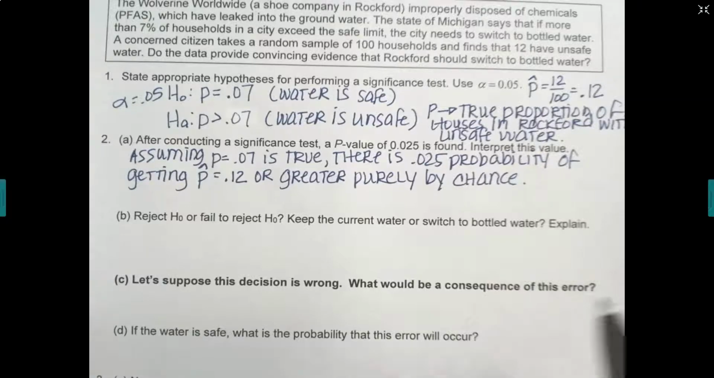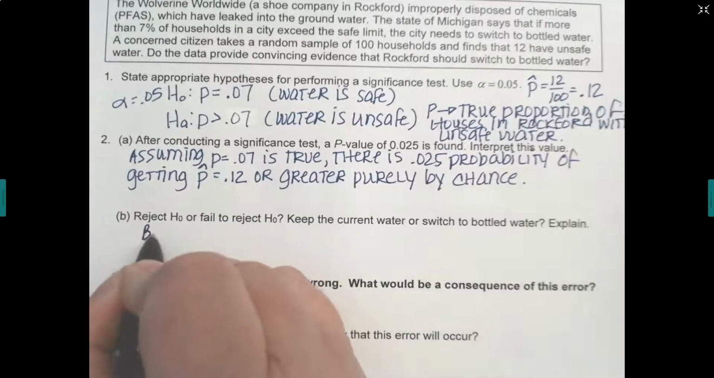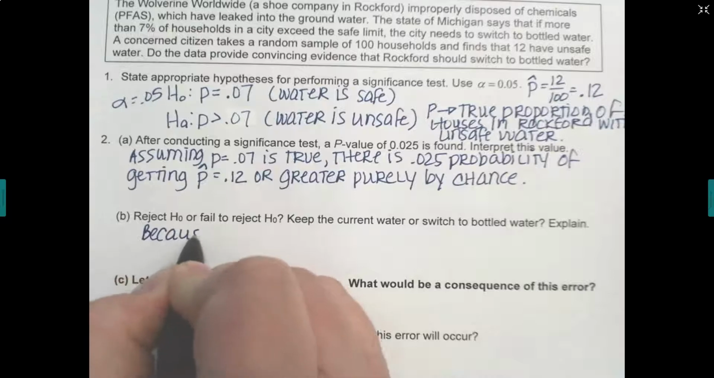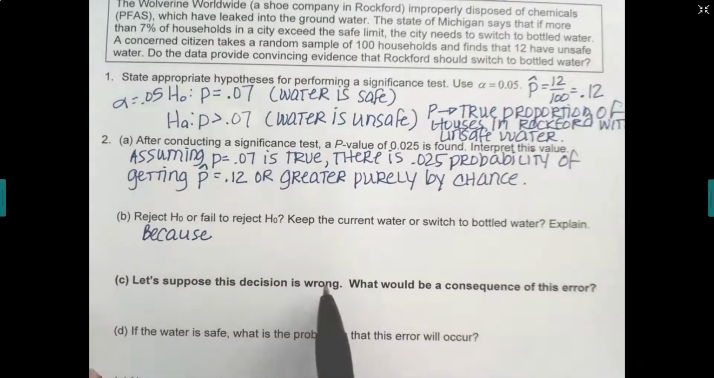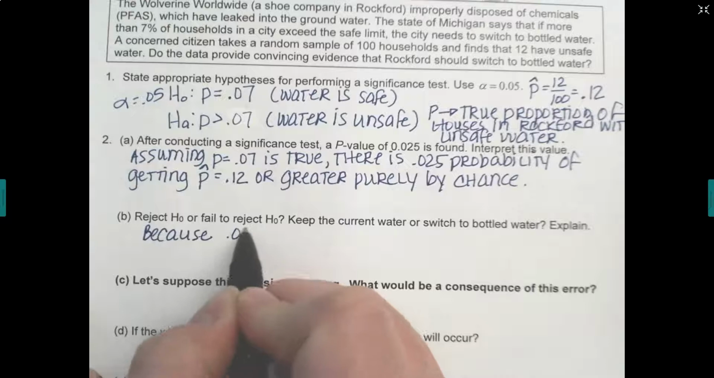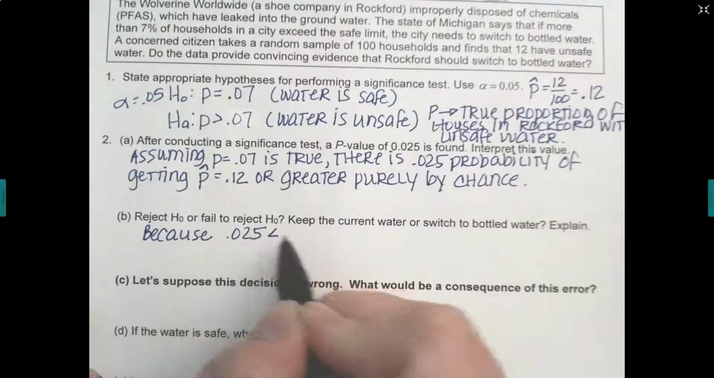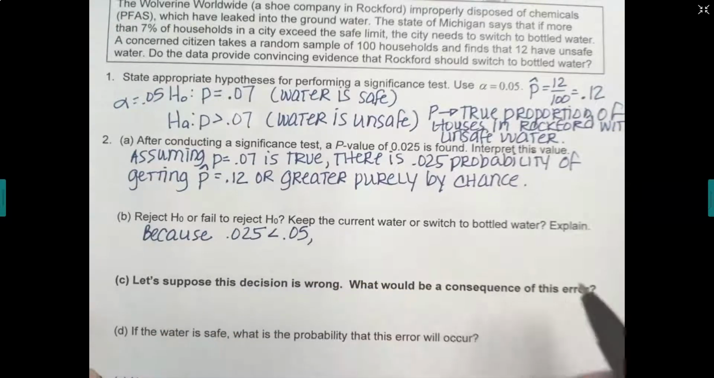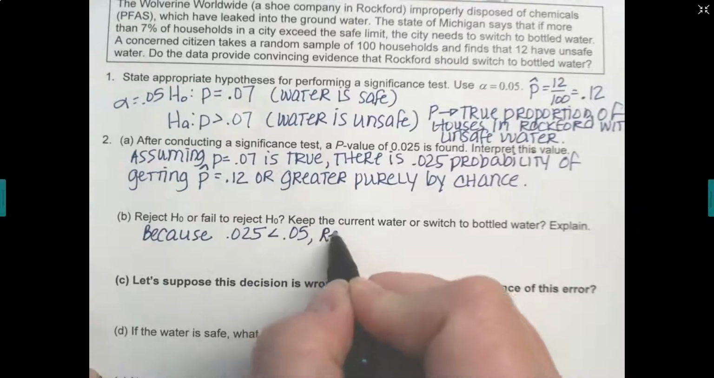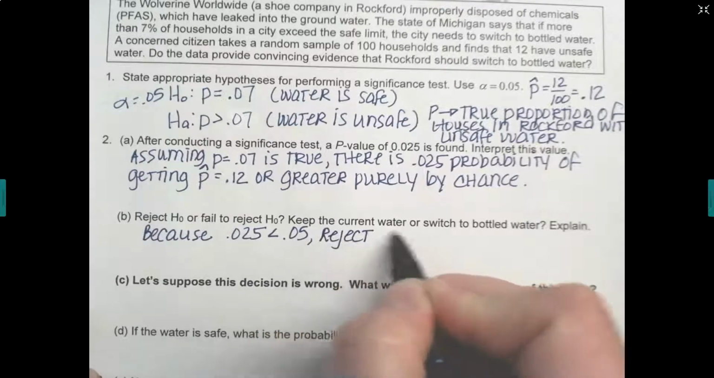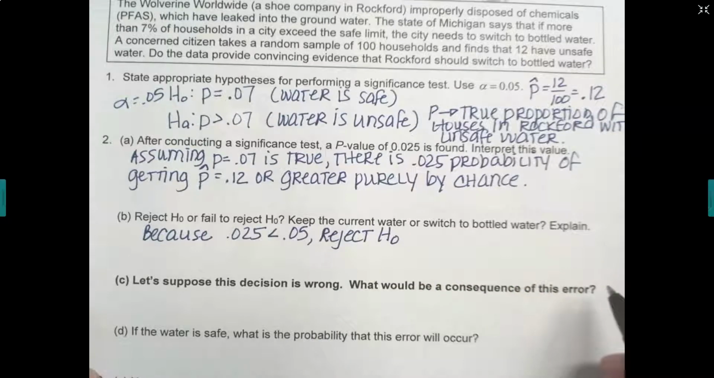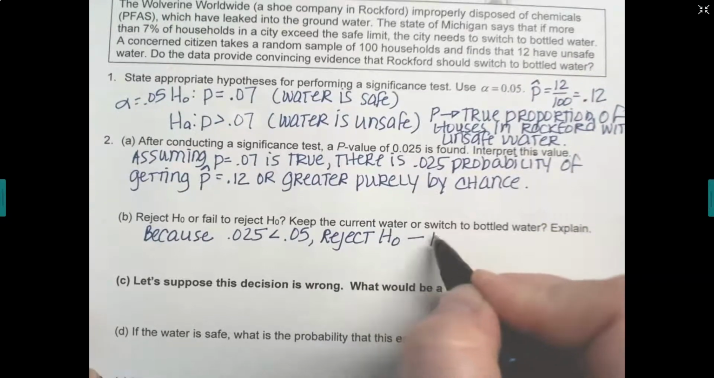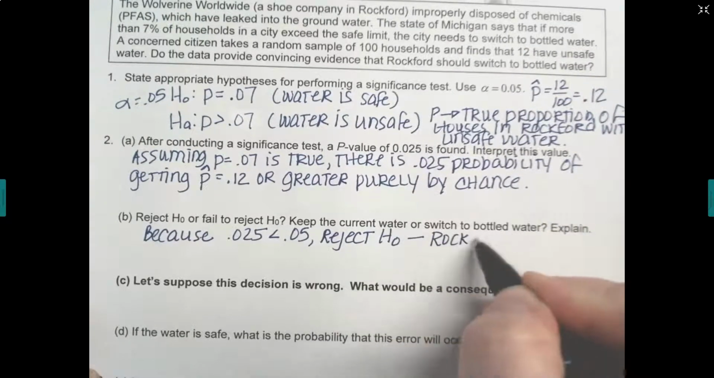So because 0.025 is less than our alpha, that means we have to reject the null. That's pretty unusual results. And what that means is Rockford should switch to bottled water.